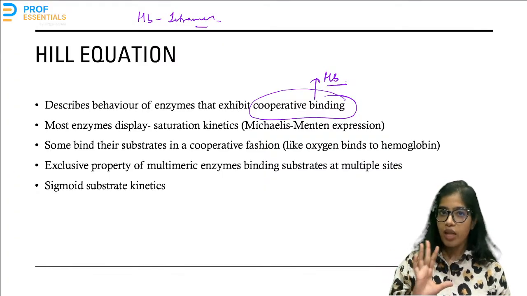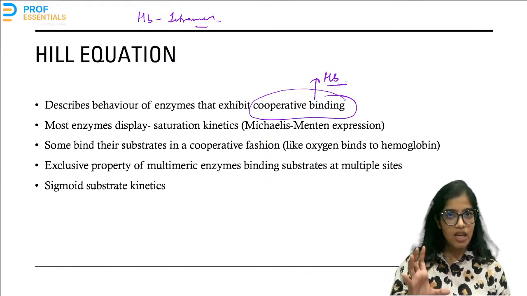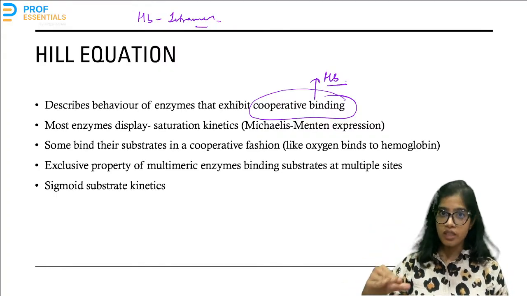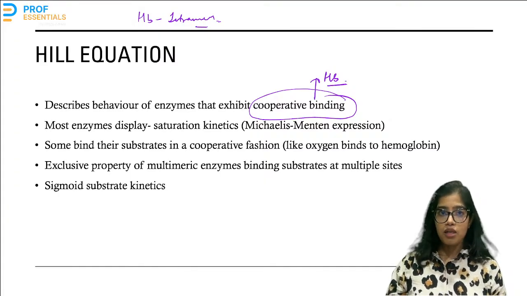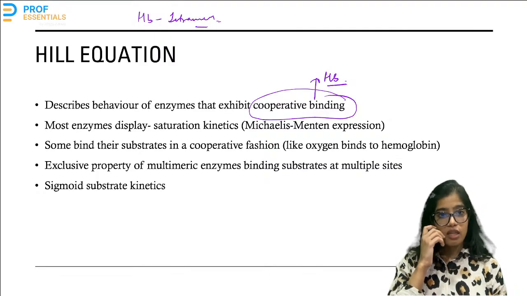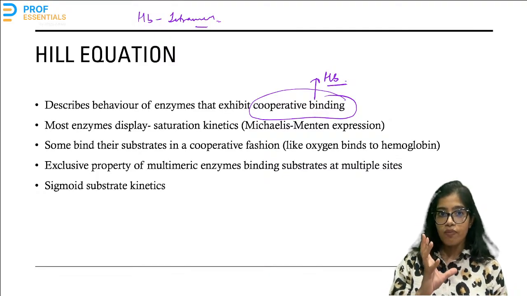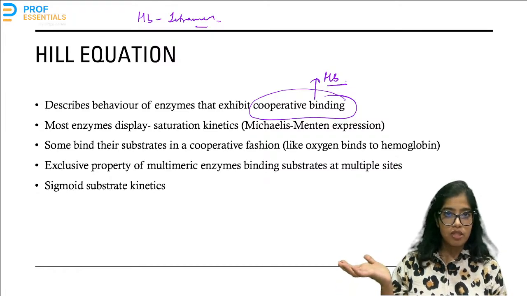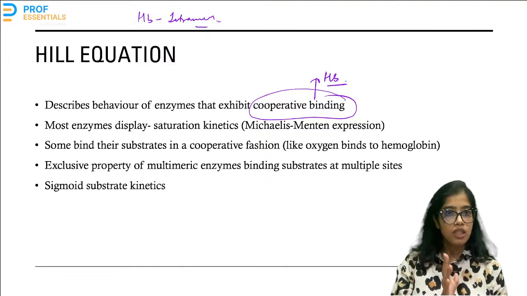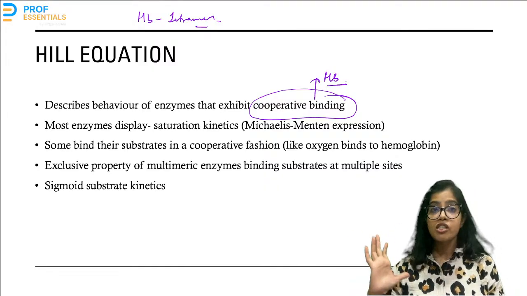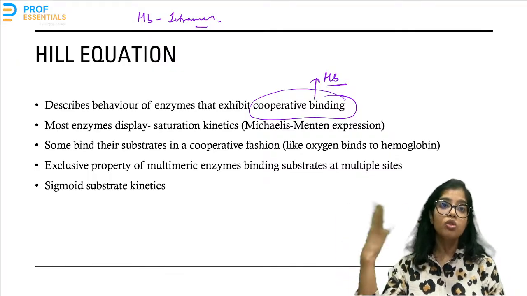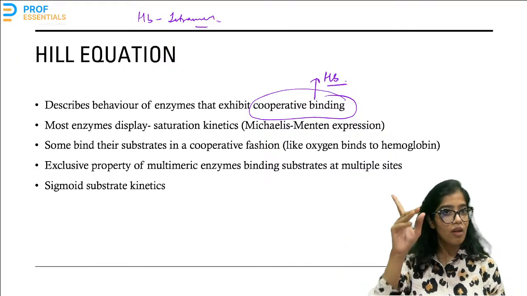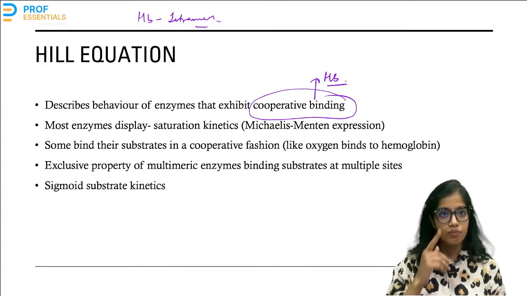Most enzymes will display saturation kinetics. That means once their active sites are occupied, Vmax is reached, and this is how the Michaelis-Menten expression arises. But there are some enzymes where the substrates bind in a cooperative fashion. That is, once one substrate is bound to the enzyme, the affinity for the other substrates is going to increase many fold, more than the affinity for the first substrate molecule.